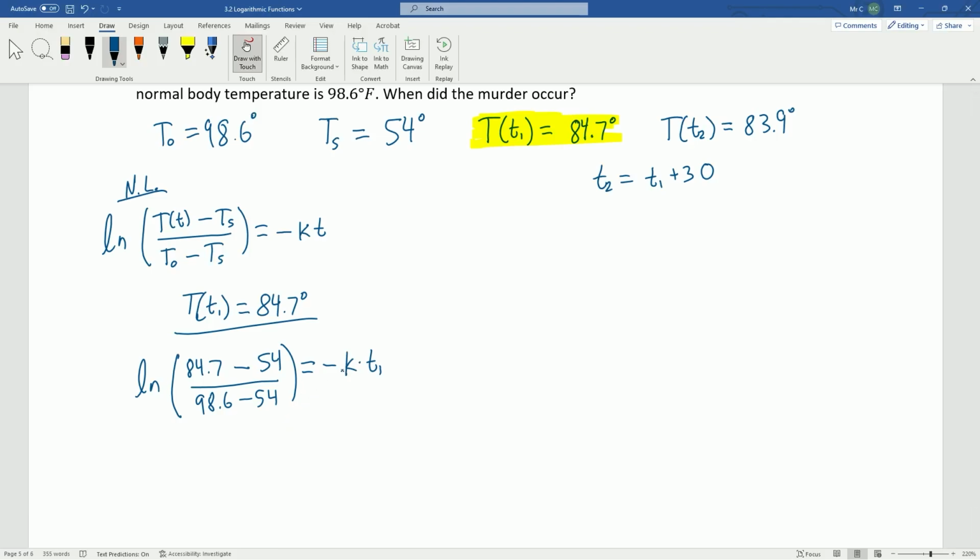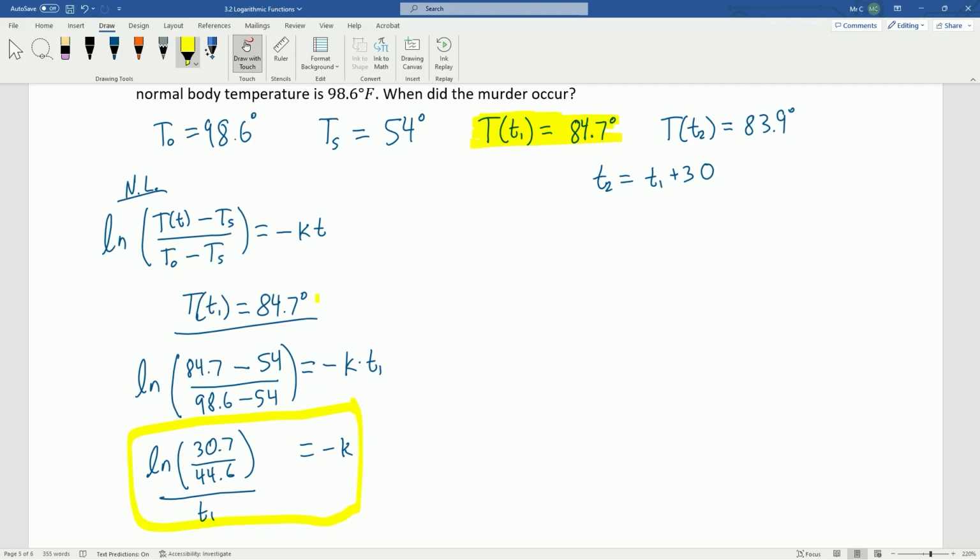So, what can I do here? Well, I can divide out the T1, maybe. And if I know what negative K is, if I can figure out how to solve for negative K, then I'll be in good shape. So let's first figure out what this is. 84.7 minus 54, that's going to be 30.7, divided by 98.6 minus 54, that's 44.6. And here I'm dividing by T1. So this is K. And we'll just pause there for now.